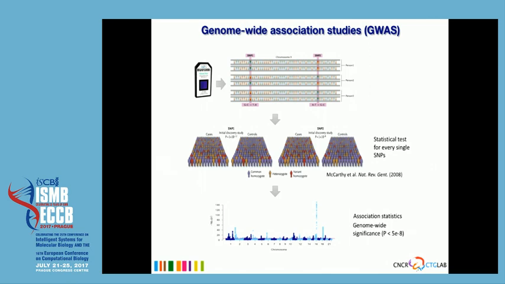But as you can imagine, the number of statistical tests we perform is the same as the number of SNPs you have. We, of course, have to correct for multiple testing. The gold standard genome-wide significant p-value is 5 times 10 to the minus 8. Whenever you find SNPs with a p-value less than that threshold, those genomic regions are called GWAS risk loci.